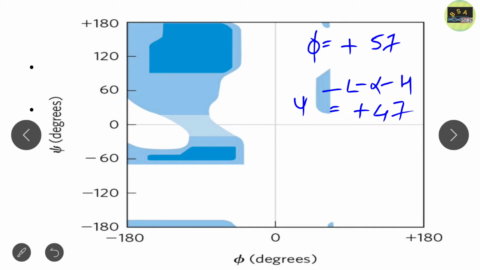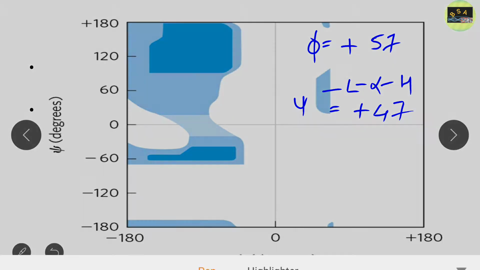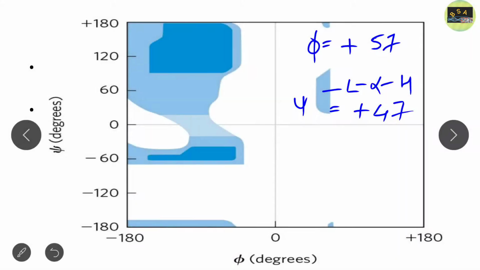So this is the value of left-handed alpha helix. Clear? Please note it down. In case of right-handed alpha helix, this is the right-handed alpha helix. This is the right-handed alpha helix. Right-handed alpha helix can be two types.